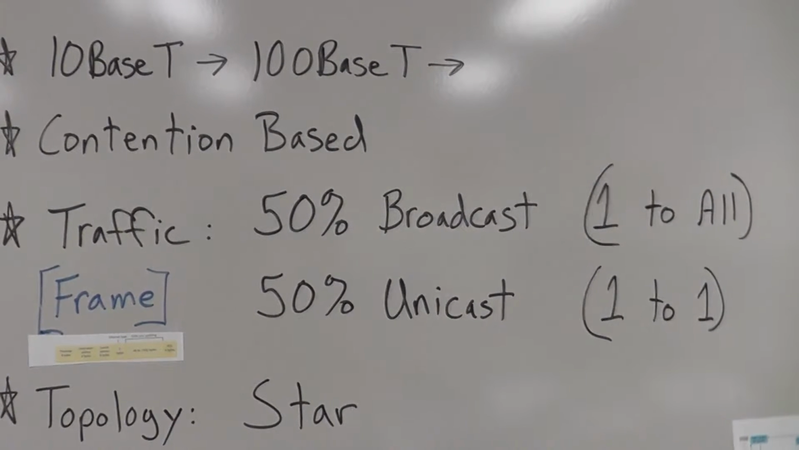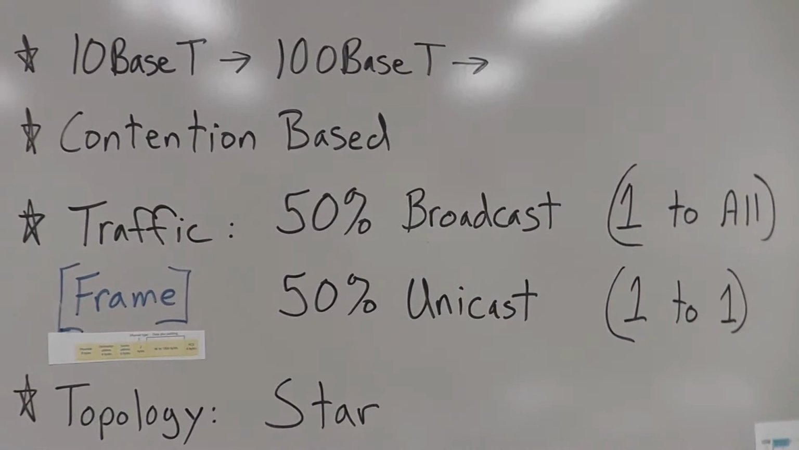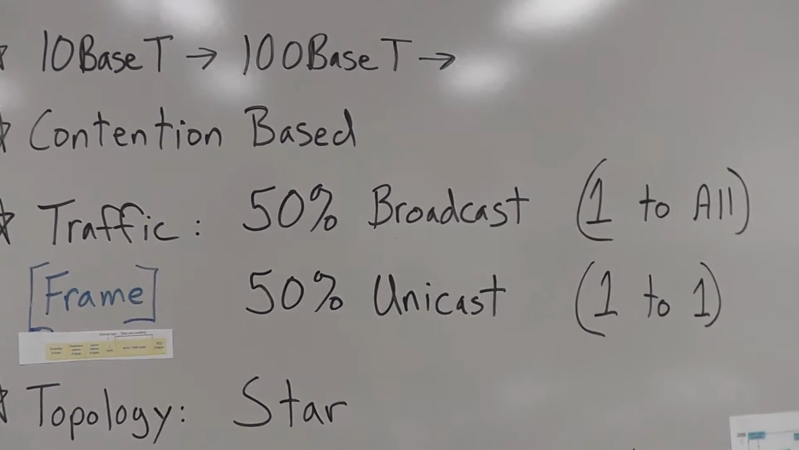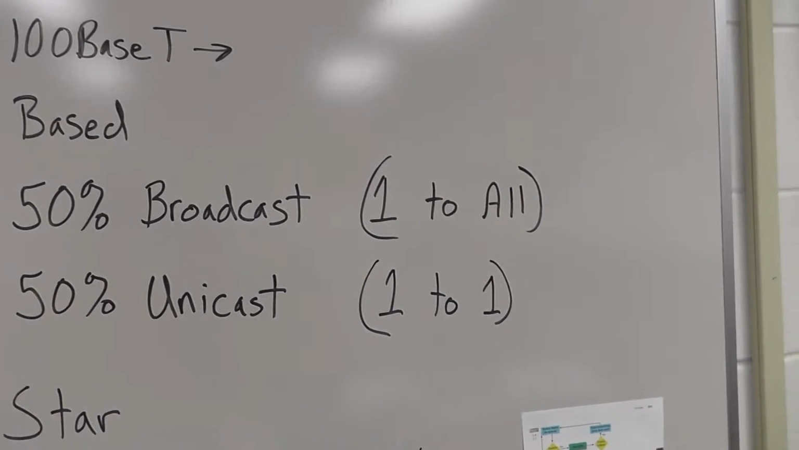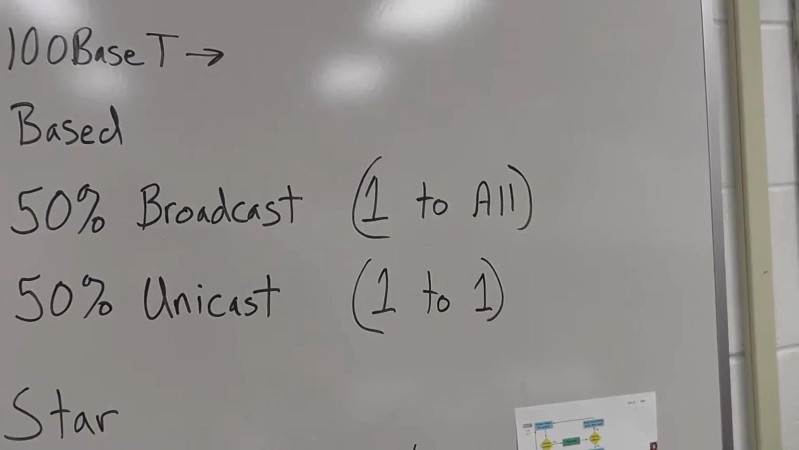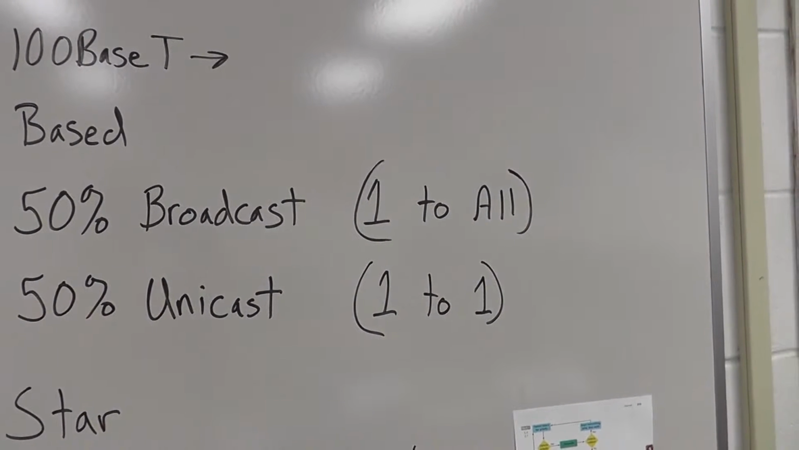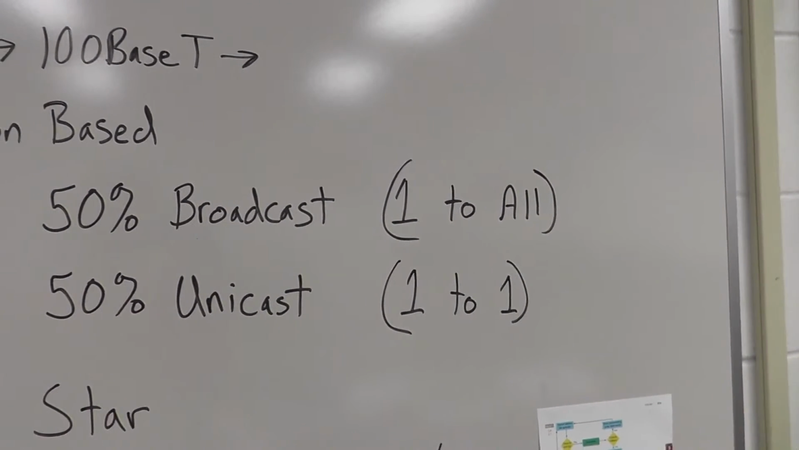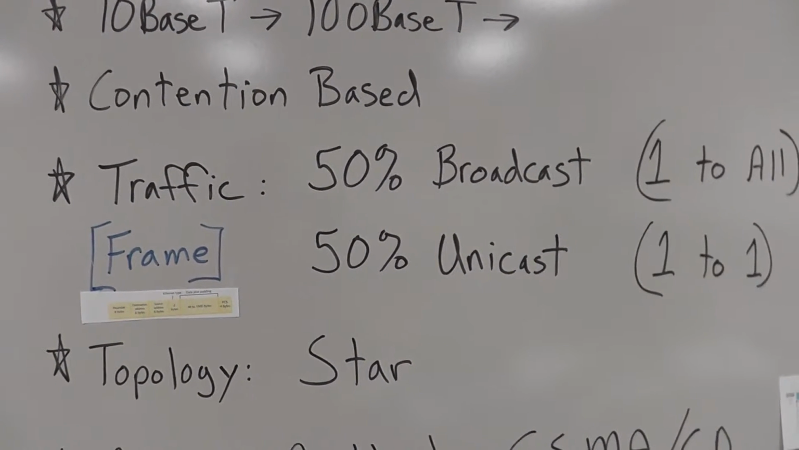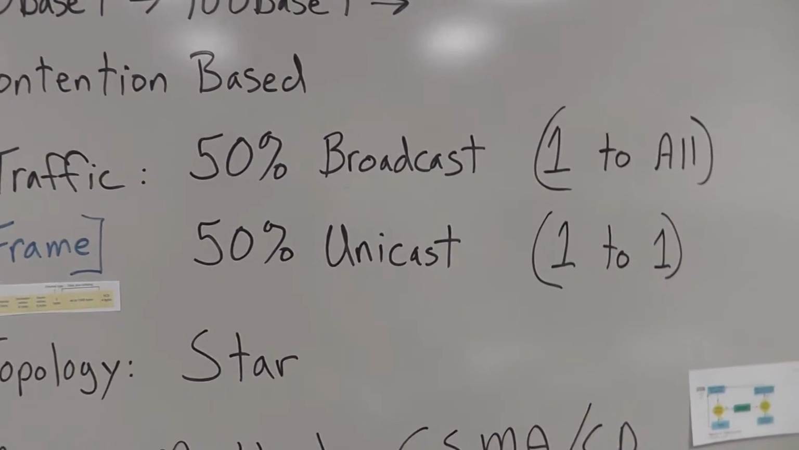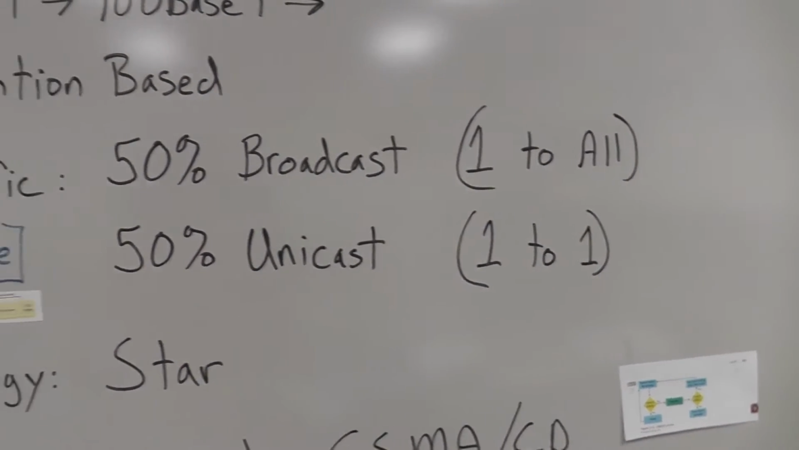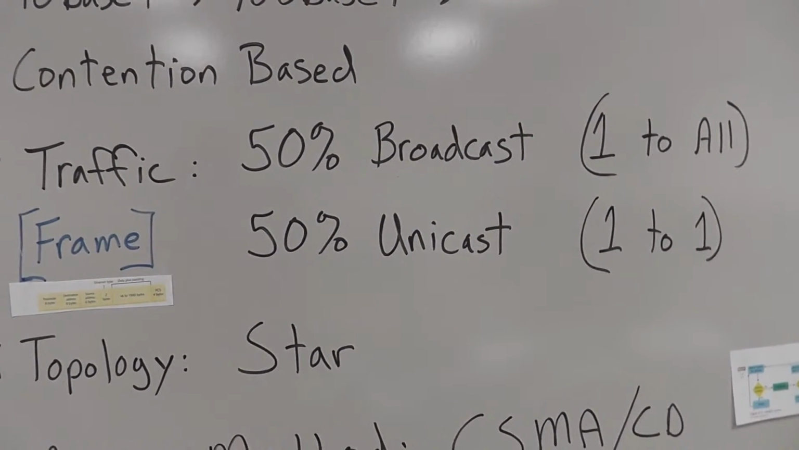Roughly 50% of the traffic, if you could look at every piece of data, is a broadcast kind of message. And a broadcast is one node sending to all of the nodes that are part of that broadcast domain. So it's one to everyone. And the other 50% of the traffic is unicast. Unicast is a one-to-one transmission. So you can break the traffic down into a 50-50 type thing.